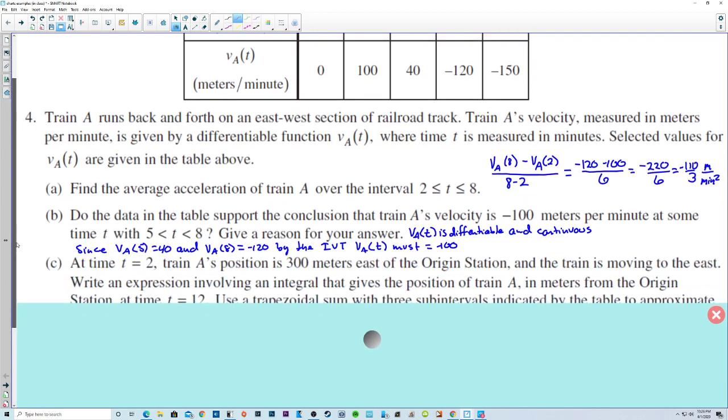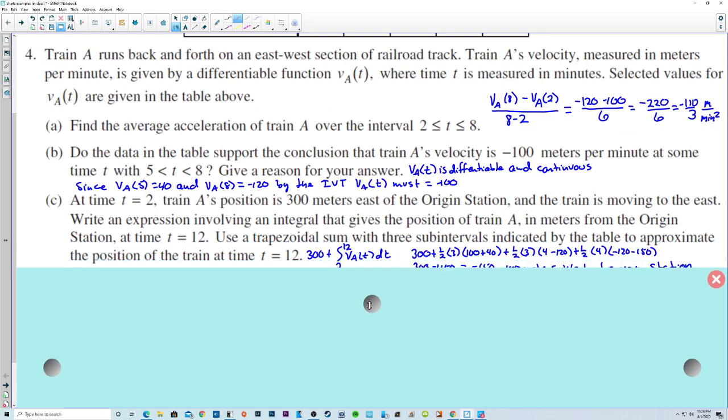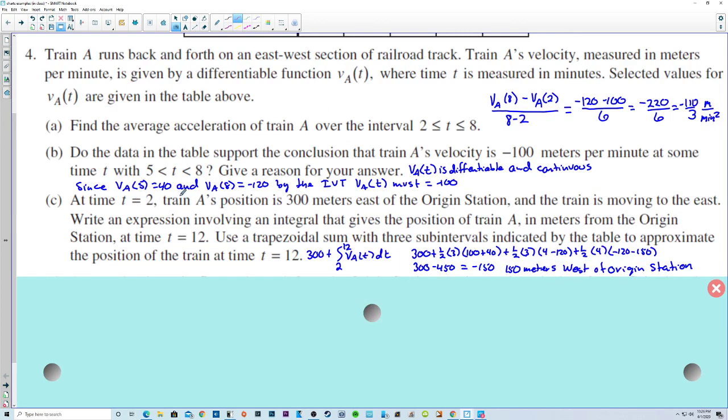All right, let's look at letter C. At time t equals 2, train A's position is 300 meters east of the origin station. So it's on the east side, and the train is moving to the east. Write an expression involving an integral that gives the position of train A in meters from the origin station at time t equals 12. Use a trapezoidal sum with 3 subintervals indicated by the table to approximate the position of the train at t equals 12.